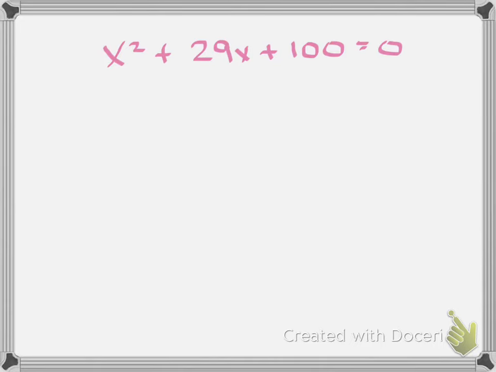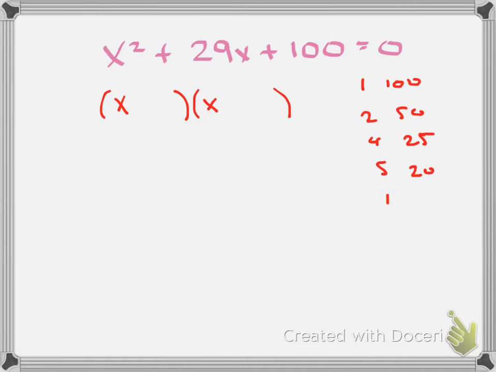So let's look at another example. Again, you'd have x squared plus 29x plus 100 equals 0. That equals 0 is important. x times x would give you x squared. And there's a whole bunch of stuff that gives you 100: 1 and 100, 2 and 50, 4 and 25, 5 and 20, and 10 and 10. And of course, to get a 29, we would need a 4 and a 25.